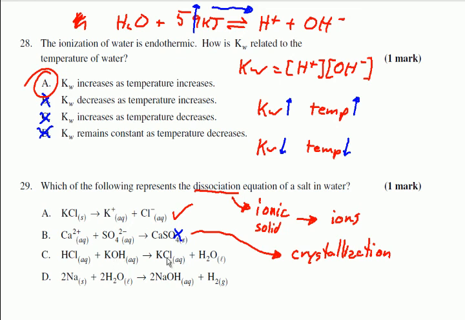HCl plus KOH, this is a neutralization reaction. That's a neutralization reaction. And Na solid and H2O makes a little bit of a bang, and you're producing sodium hydroxide and hydrogen gas. This is just a chemical reaction. So our answer is 29A. Okay, nice, quick, easy one.